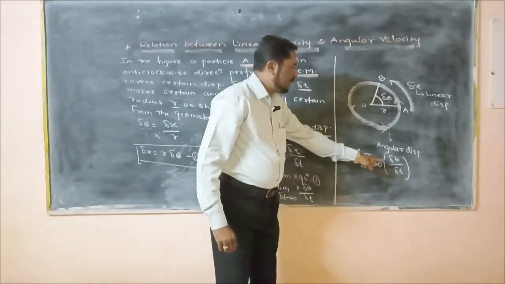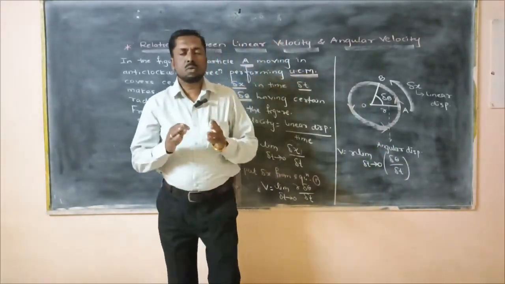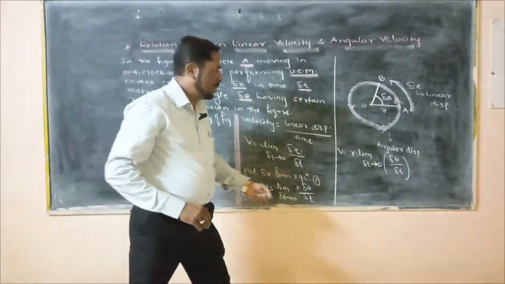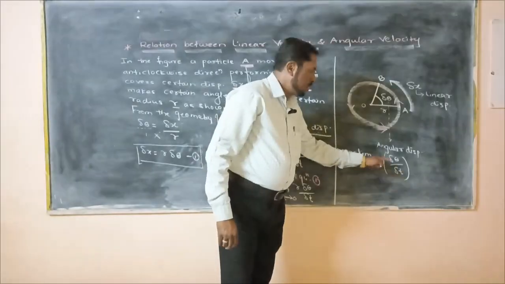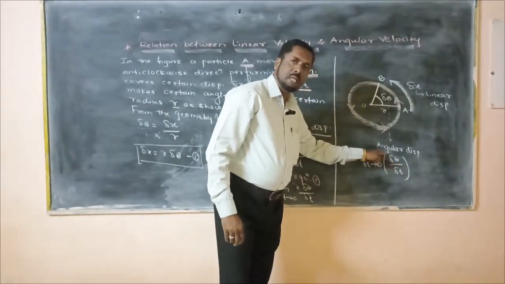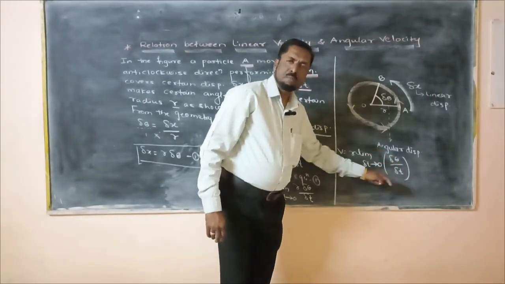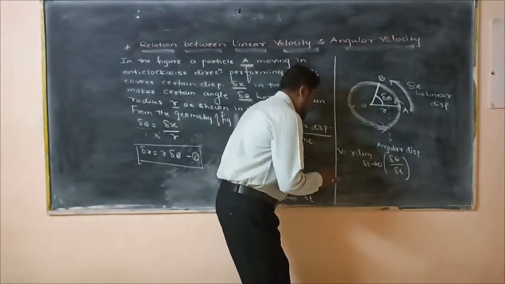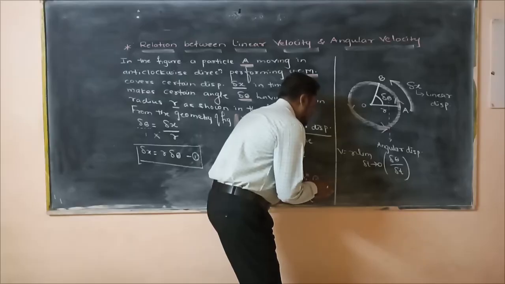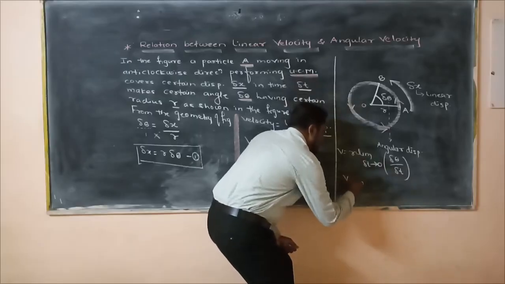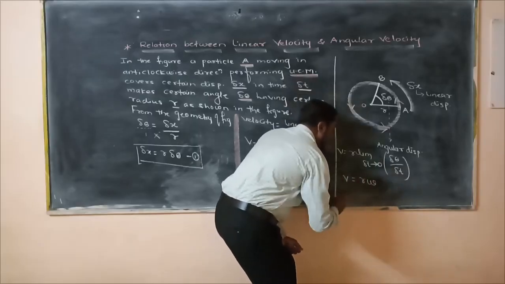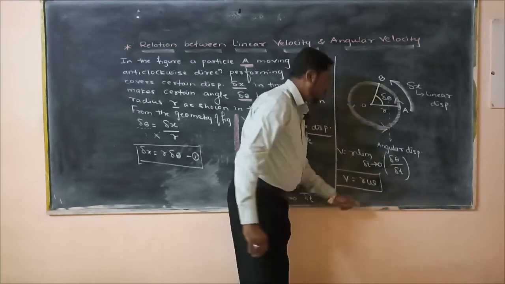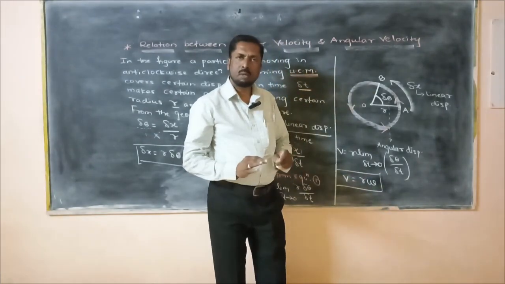What do we understand by delta theta? Delta theta is called angular displacement. And what is t? It is the time. So the ratio of angular displacement with respect to time is called angular velocity. So what we can write? That v is equal to r omega. What is omega? Omega is the angular velocity.